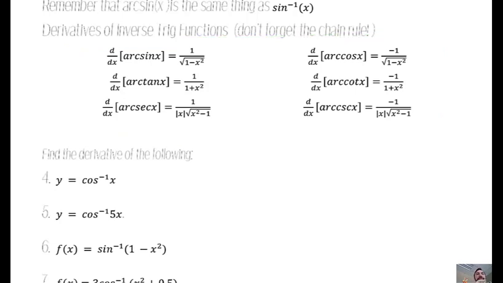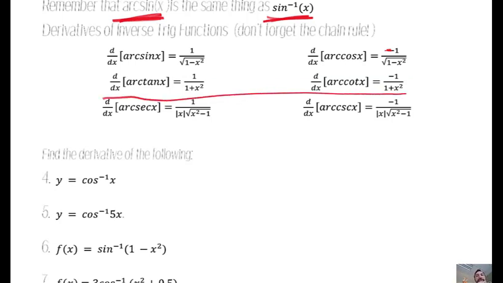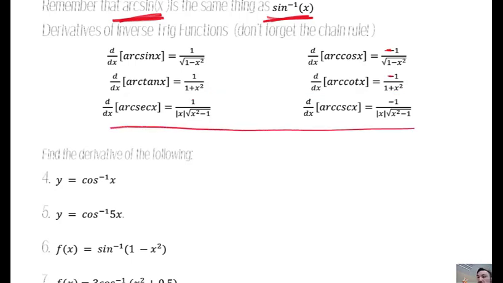Now when we look at these derivatives, you need to remember that arc sine is the same thing as inverse sine. Those are completely interchangeable. All right, well if you look at these two, arc sine versus arc cosine, their derivatives are exactly the same, except this one has a negative on it. When you compare arc tangent to arc cotangent, again, same derivatives, but this one has a negative on it. And finally, arc secant versus arc cosecant, also a negative.